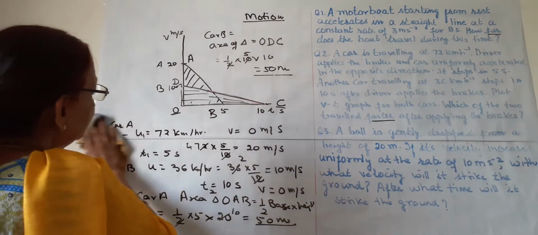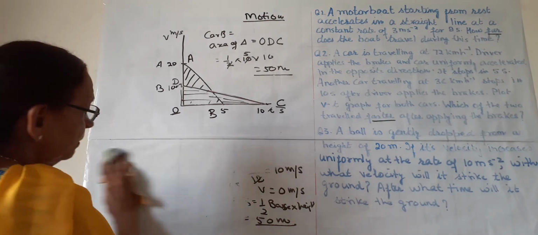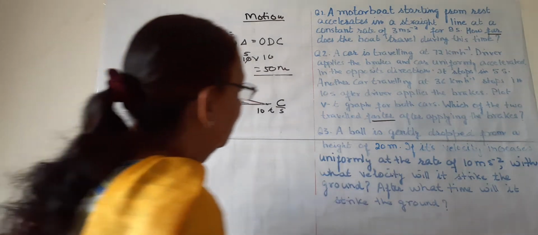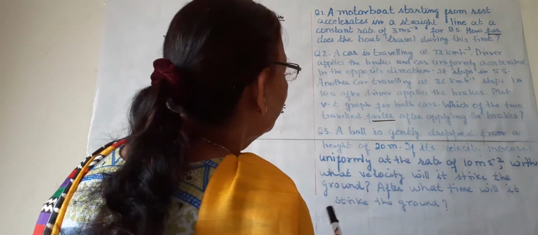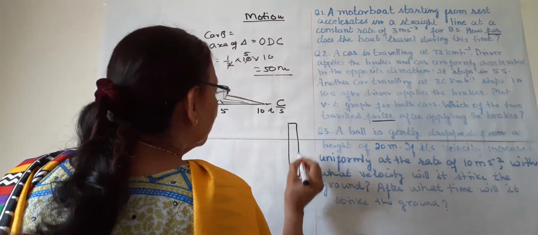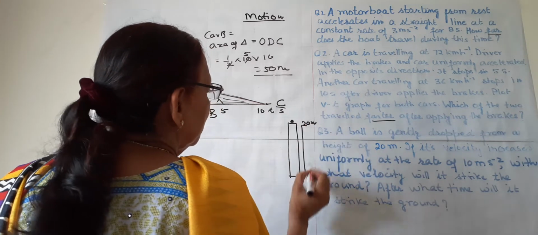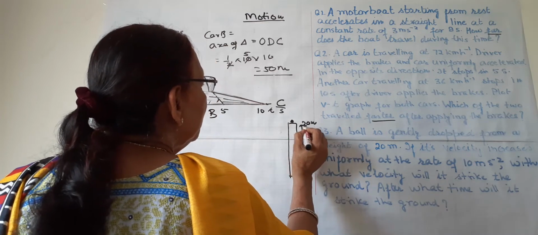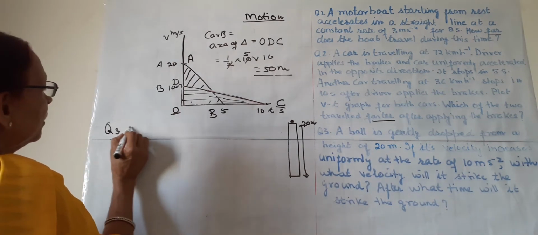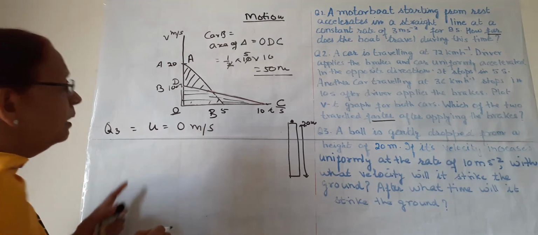Now for the third one. Read the third question, third numerical. A ball is gently dropped from a height of 20 meters. Suppose this is a building. This height is 20 meters and the ball is kept here. When the ball is kept here, it means it is at rest. Question 3. What is given? U, the initial velocity, is 0 meter per second.